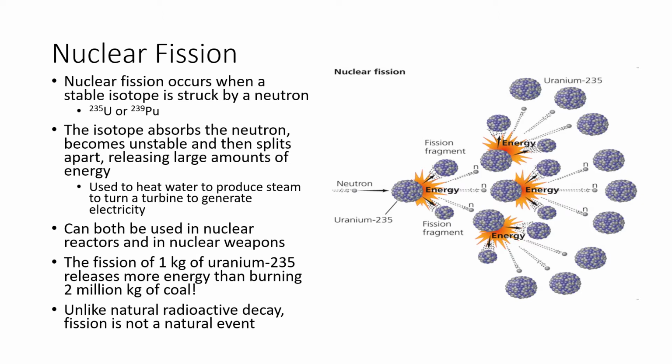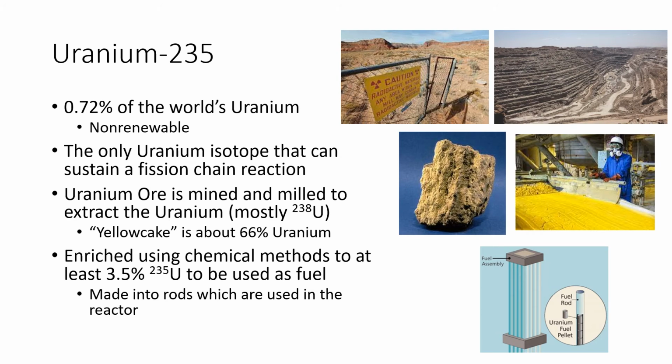And there is natural radioactive decay on Earth, which we'll talk about a little bit, but fission is not natural, right? This is man-made, we're doing it. So a little more about uranium-235. Not a lot of uranium is 235. It's actually mostly uranium-238. So only like 0.7% of the world's uranium is the kind that we need. It is non-renewable because there is a finite amount of uranium in the earth, just like oil, right? So it is non-renewable.